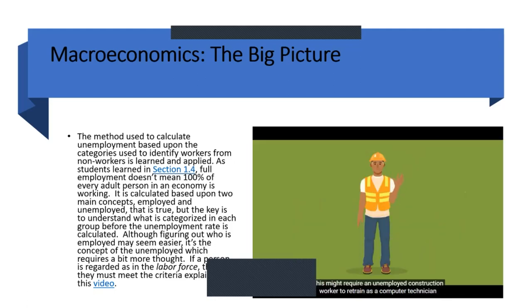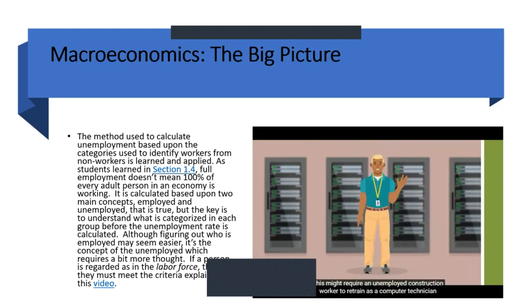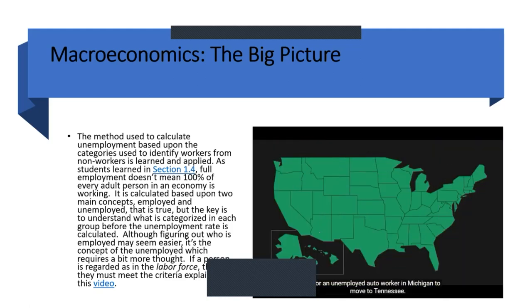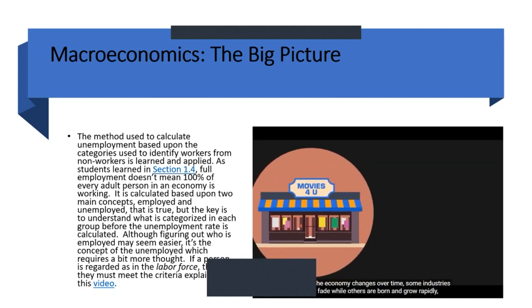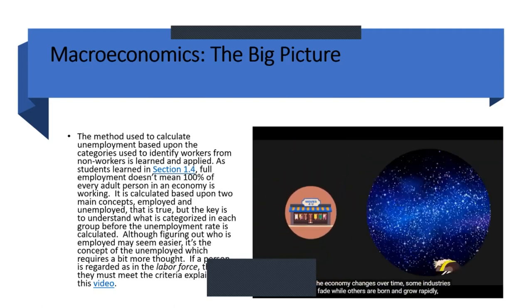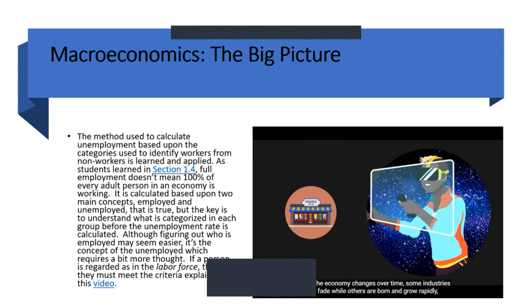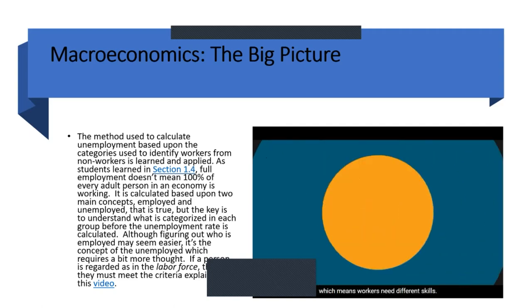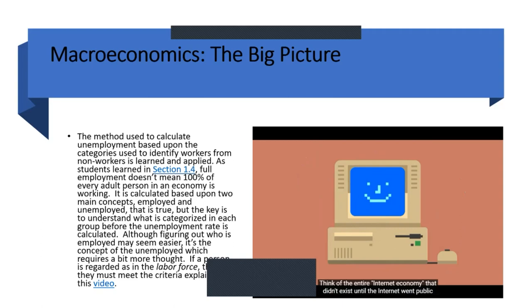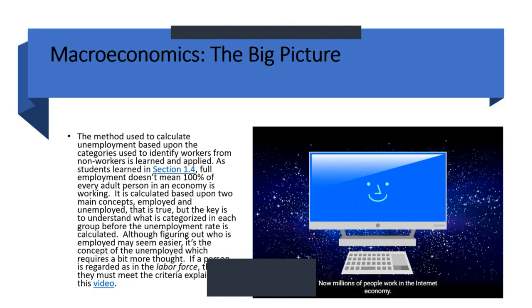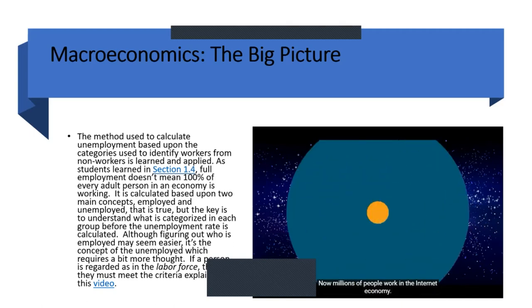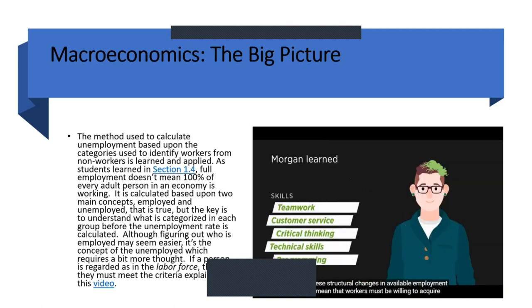This might require an unemployed construction worker to retrain as a computer technician, or an unemployed auto worker in Michigan to move to Tennessee. As the economy changes over time, some industries fade while others are born and grow rapidly, which means workers need different skills. Think of the entire internet economy that didn't exist until the internet went public in the early 1990s. Now millions of people work in the internet economy. These structural changes in available employment mean that workers must be willing to acquire new knowledge and skills.